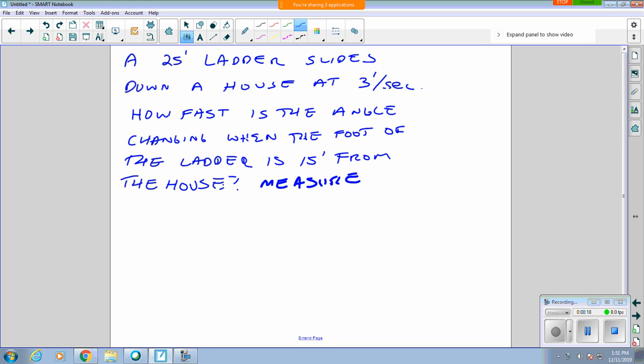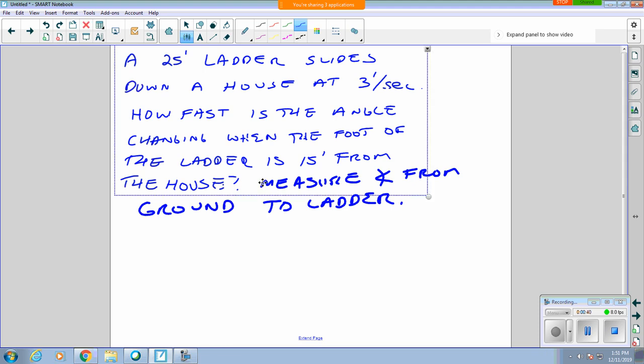Measure angle from ground to ladder, because there are two angles. Do you agree? There are two angles, so we better make sure we clarify it. Measure the angle from the ground to the ladder. All right? So the first question is, can we draw a situation for this problem?